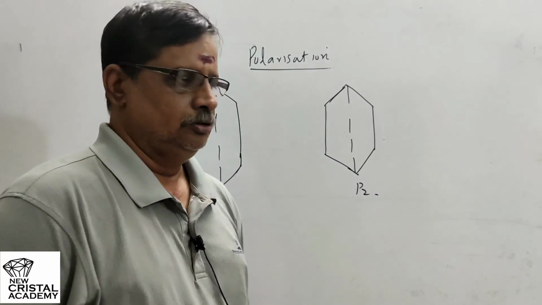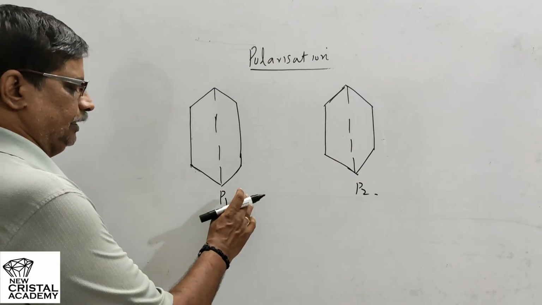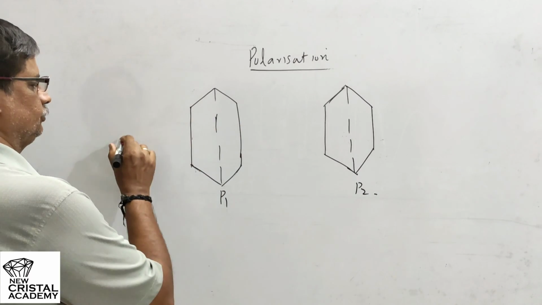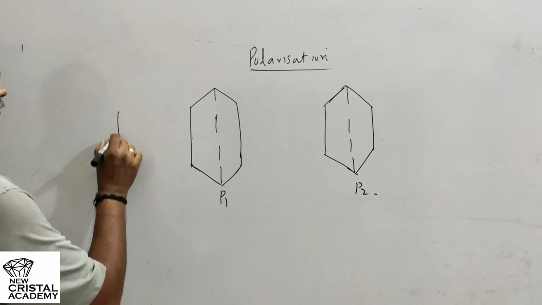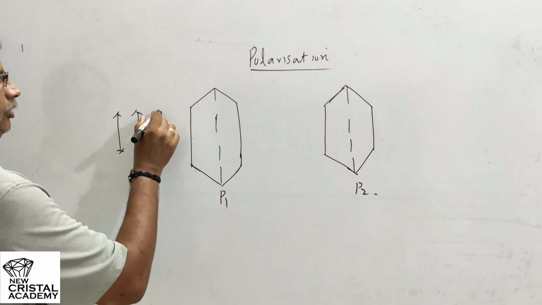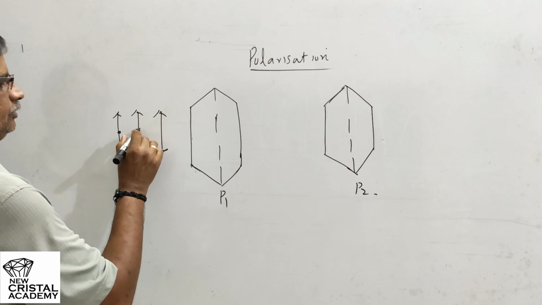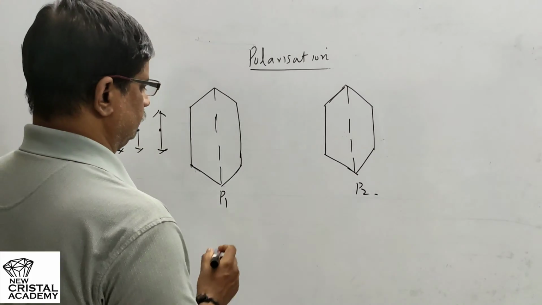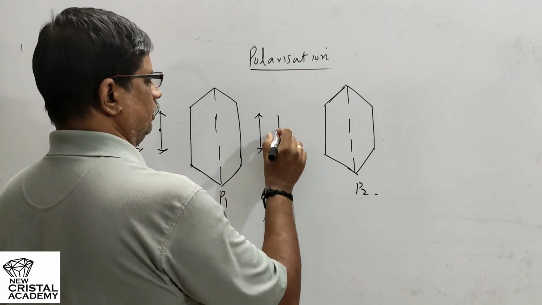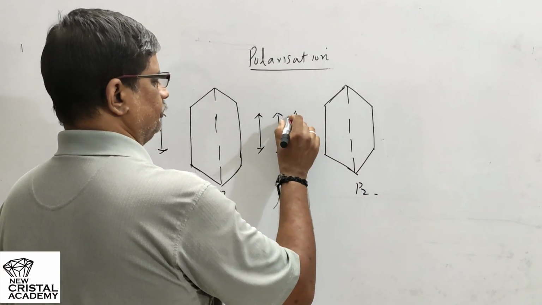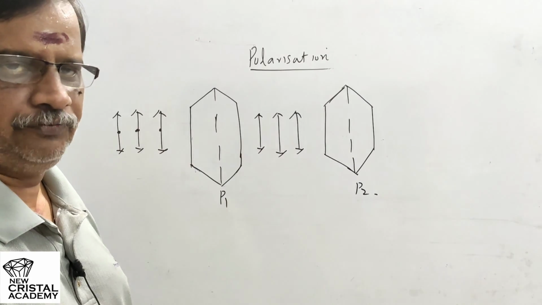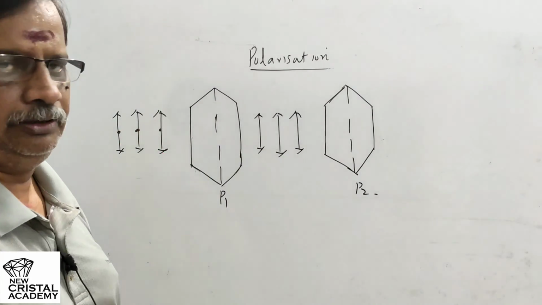Clear? Now let us see what will happen if I place two tourmaline crystals side by side, one adjacent to the other, and this is our incident light, which is unpolarized light. Vibrations are there in all possible directions, and we have split them into two directions. Now you know that the light emerging from the first crystal has vibrations confined to a single plane only, which is parallel to the crystallographic axis of the first crystal, which we call P1.